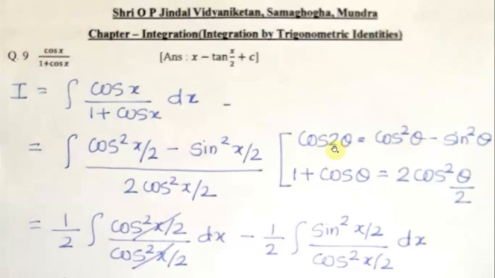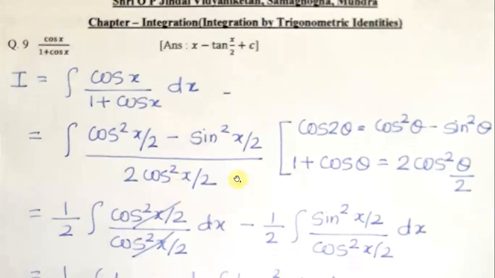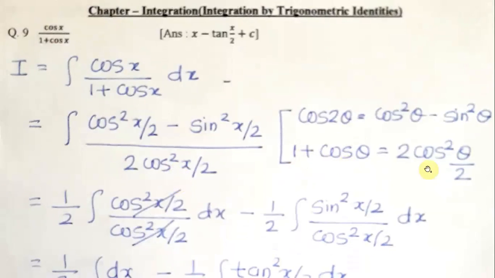So how can we apply this formula? See here, suppose the 2 is not there, so you observe 2 theta, then theta is coming, meaning half of that is coming. Suppose here 2 is not there, only theta is there, then half of theta, theta by 2, will come. Exactly the same thing is happening here. Cos x will be equal to cos square of half of x, that is x by 2, minus sin square x by 2. And here for 1 plus cos x, the same formula I am applying as in the previous question: 1 plus cos theta is equal to 2 cos square theta by 2. So here I applied 2 cos square x by 2.